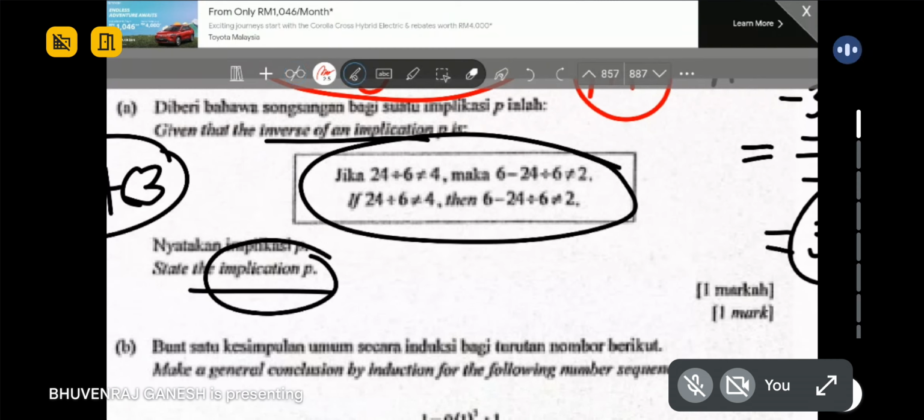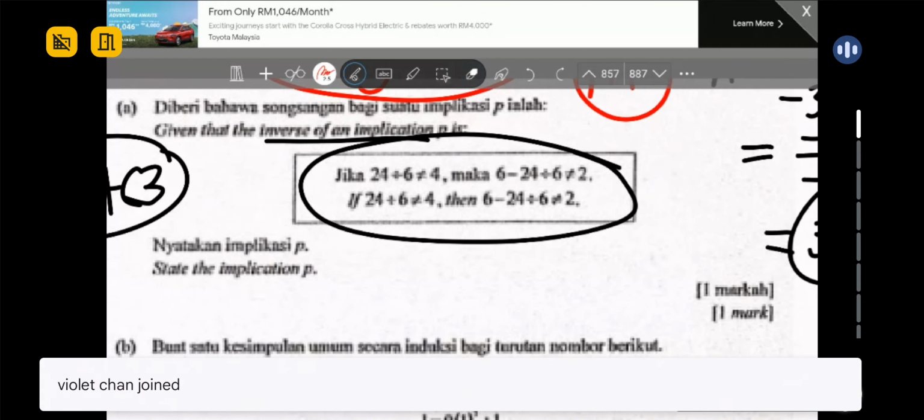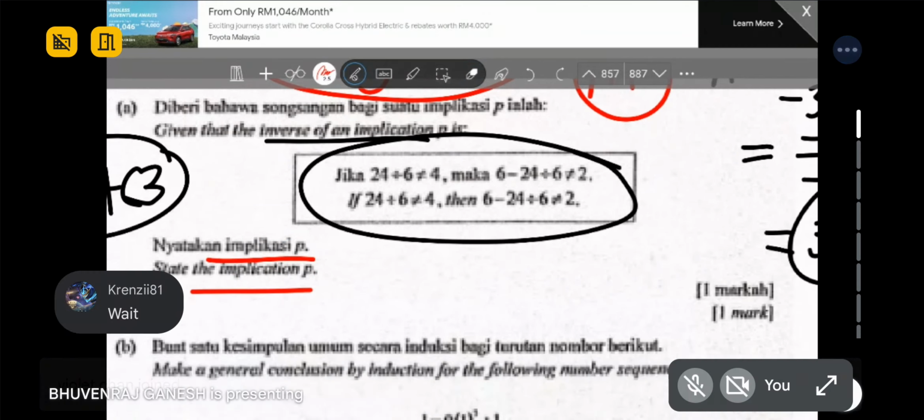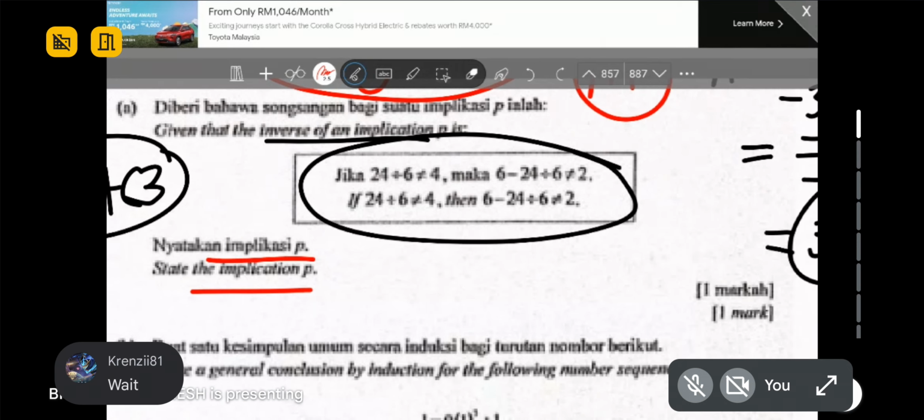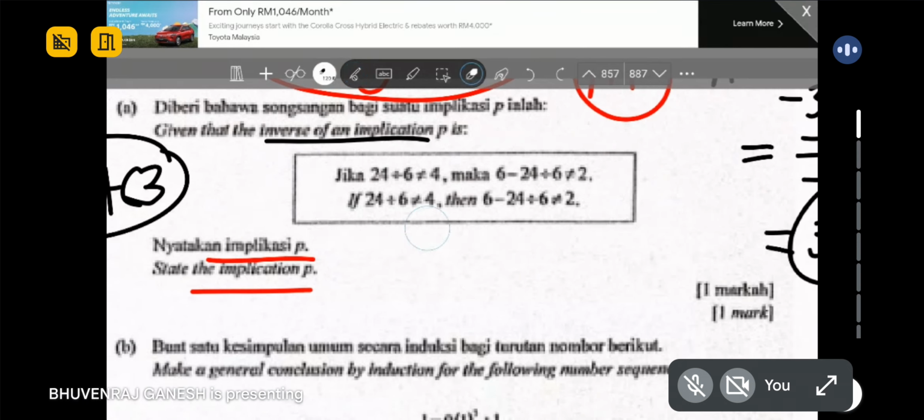Anyone don't have idea? Siapa kat sini tak tahu macam mana buat? Cuba komen. Who don't know what is the answer? What is the implication of P? Okay, so I give you guys a hint. Okay, you guys see over here.